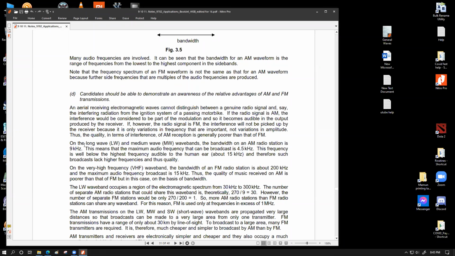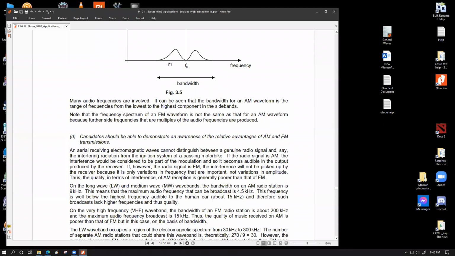I mean, this has sort of become the industry standard because it is easier to manufacture components in that way. So this line is basically a representation of that thing, that on the long wave and medium wave bands, the bandwidth of an AM radio station is 9 kilohertz. Now recall, what did we mean by bandwidth? Bandwidth means the maximum and minimum range difference of a certain radio station.